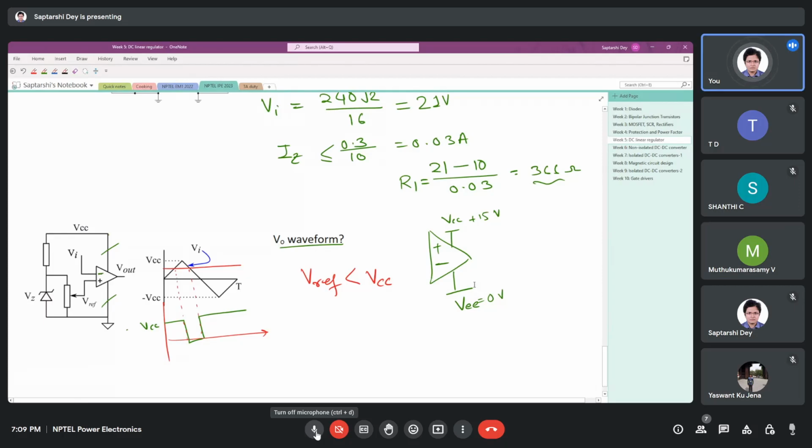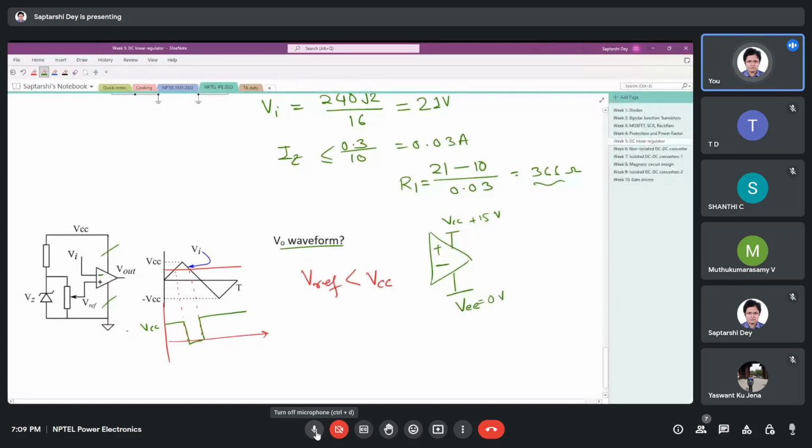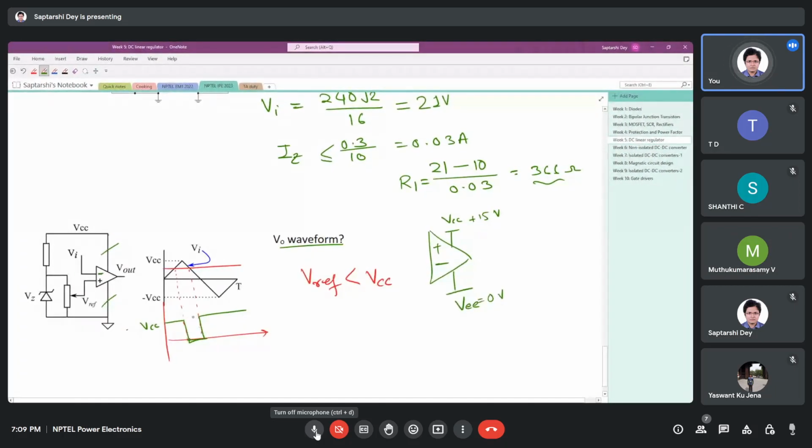Only for this interval, the inverting terminal input is more than the non-inverting terminal input. Yes, correct. The inverting terminal input is more than the non-inverting terminal input, so we are getting 0 volt. Otherwise, we are getting the positive saturation.